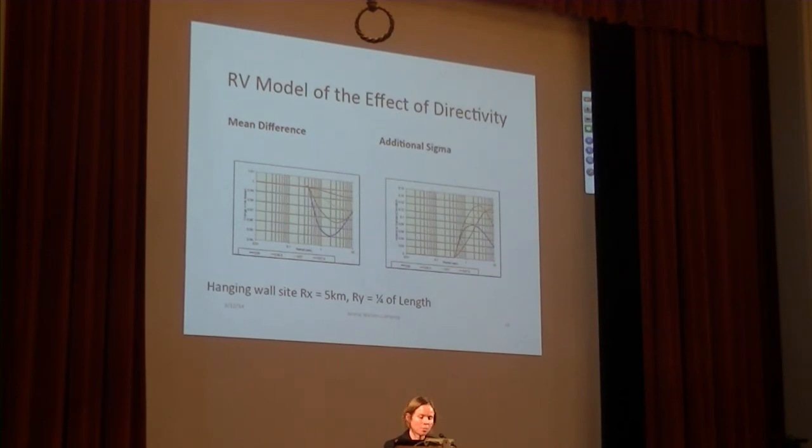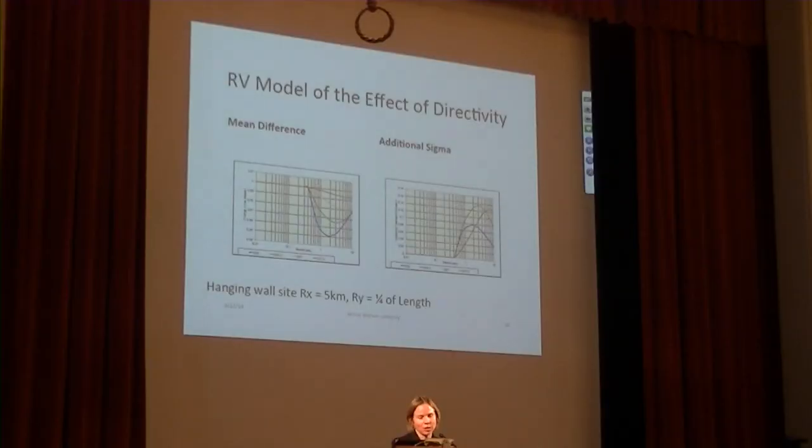So for the reverse model, if we look at a site that's on the hanging wall and has an Rx of 5 kilometers, so it's 5 kilometers away from the top of the rupture, and that has an Ry of a quarter of the length, so it's in between the middle of the fault and the end of the fault. Then we get changes in the mean that are all negative. So it starts at 1, and then it goes down to 0.95, not a huge change in the mean. And then the standard deviations will go up, up to about 0.16.